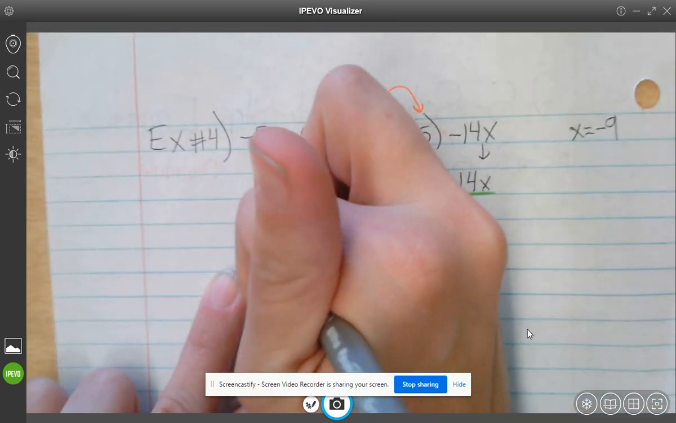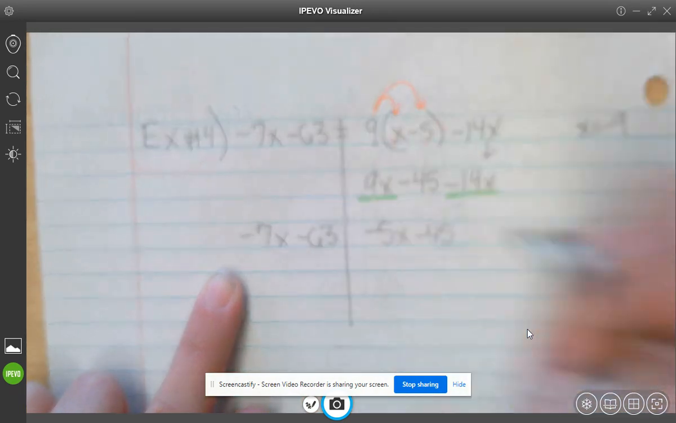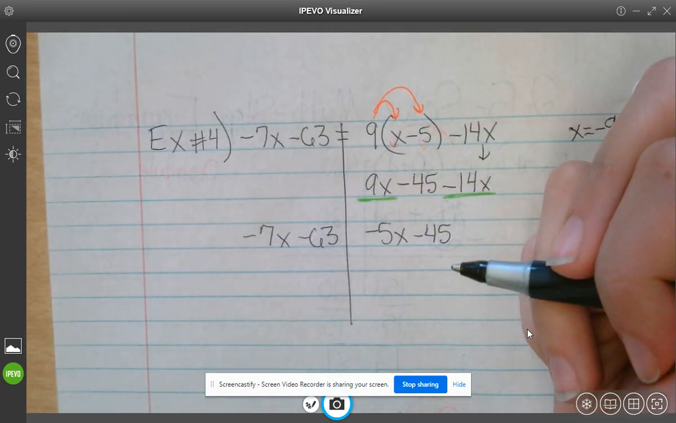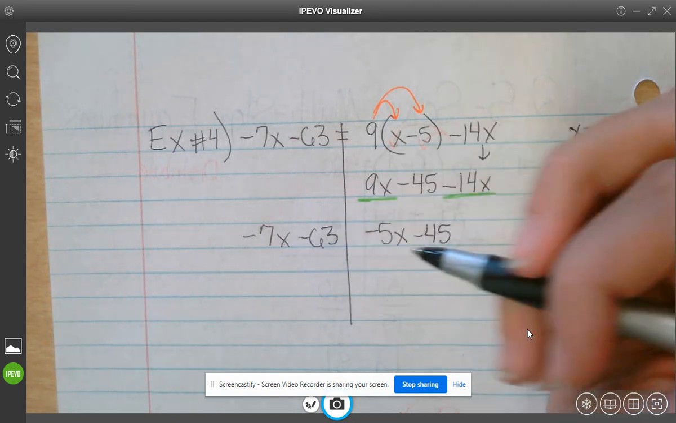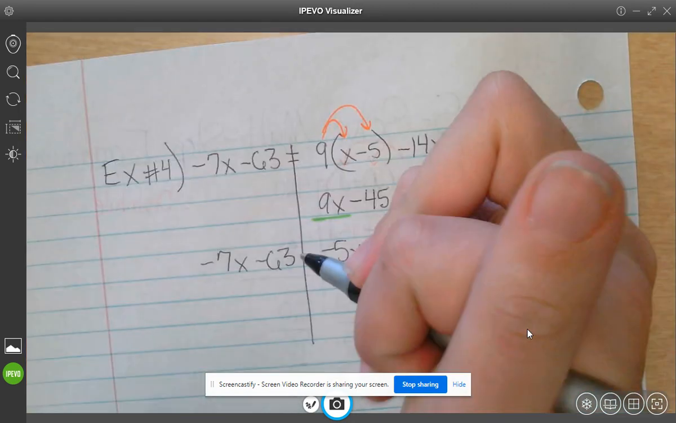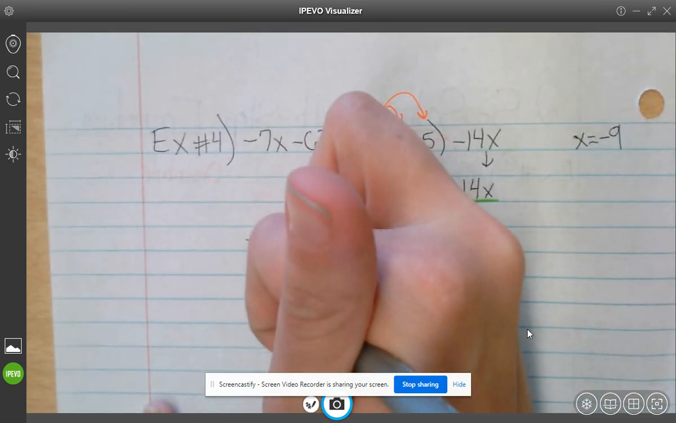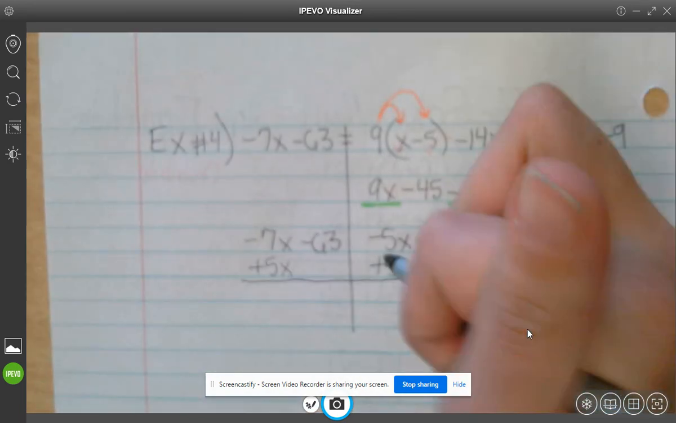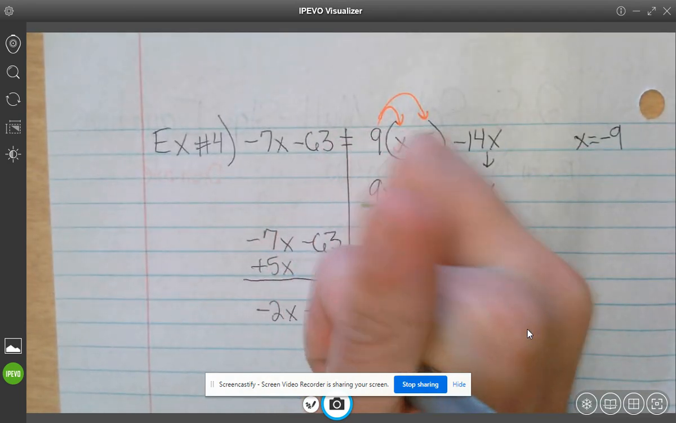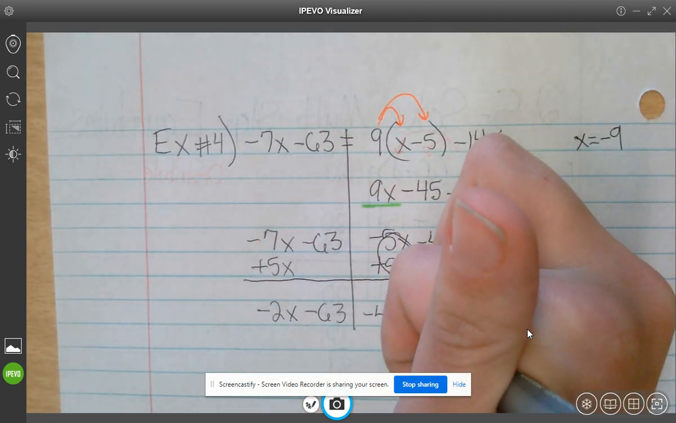Okay, negative 7x minus 63 over here. Then I move something. I'm just going to stick with my normal, move my x over here. You could have moved it over here, that's fine. So I'm going to add 5x, reset. That's going to be negative 2x minus 63. It's going to be negative 45 still.